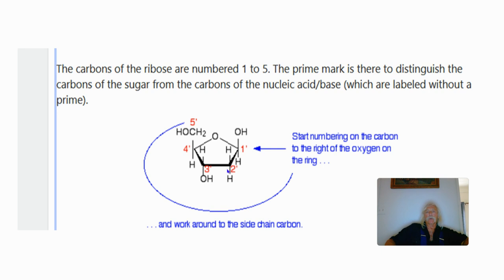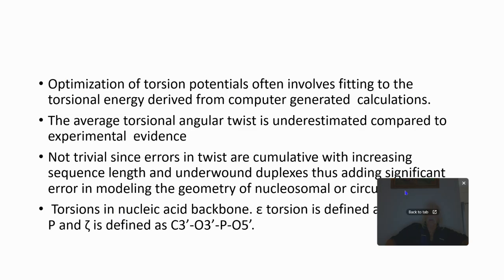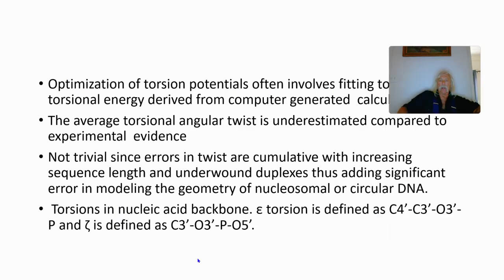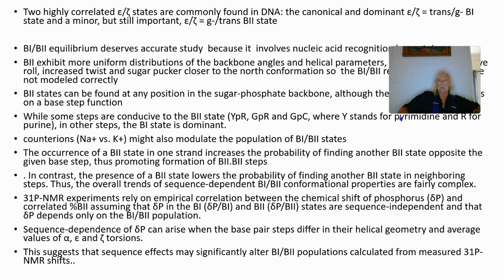So it's 1 prime, 2 prime, 3 prime, 4 prime, 5 prime. That relates directly to what I just showed you, where these torsion angles are. See, that's the primes. See, that means it's on the sugar. You don't have to worry about showing a prime for the phosphate. Why? Well, because you're only talking about the phosphate and the sugar, whereas these carbons could be on the nucleotide or on the sugar. See? All right. So it's all very logical.